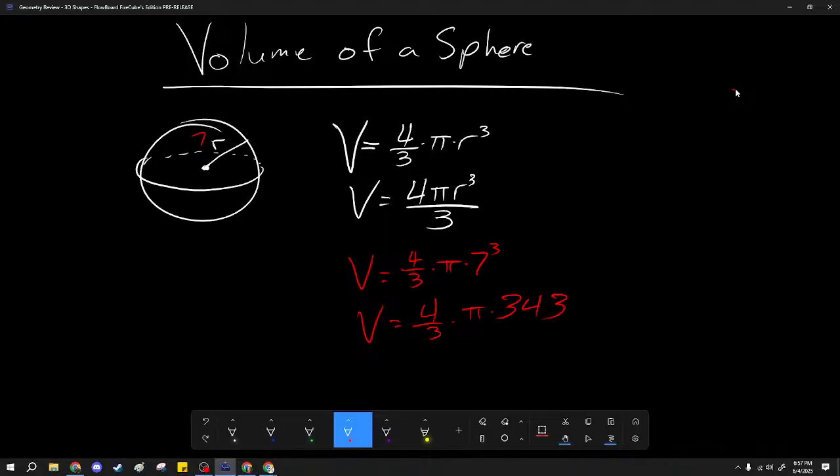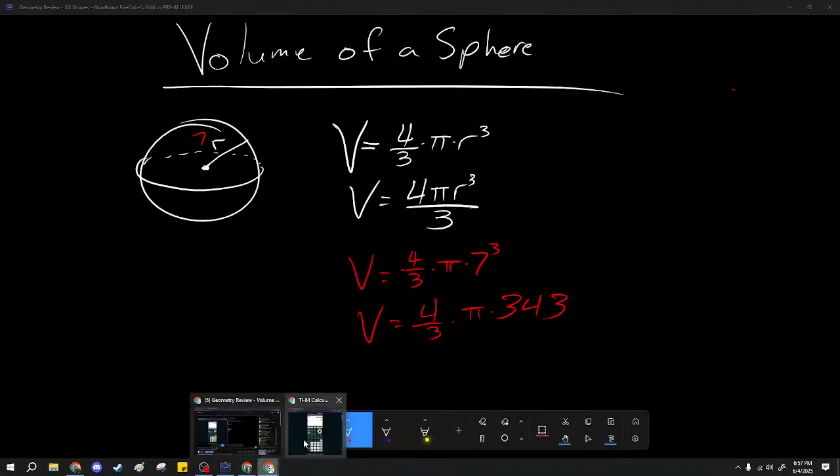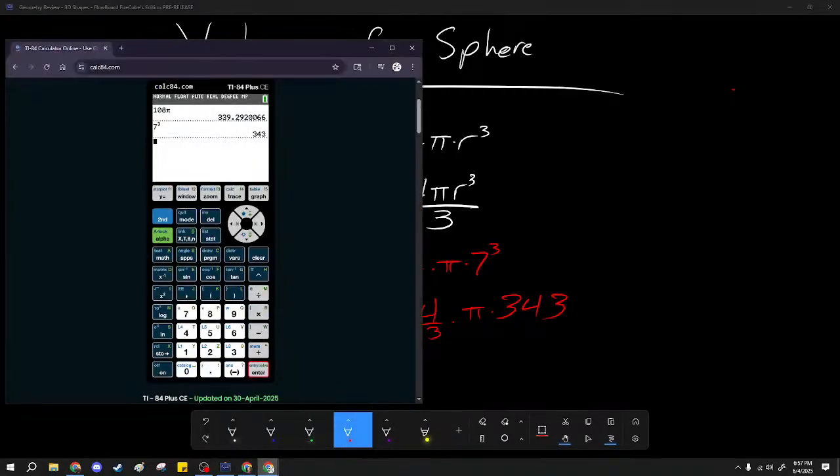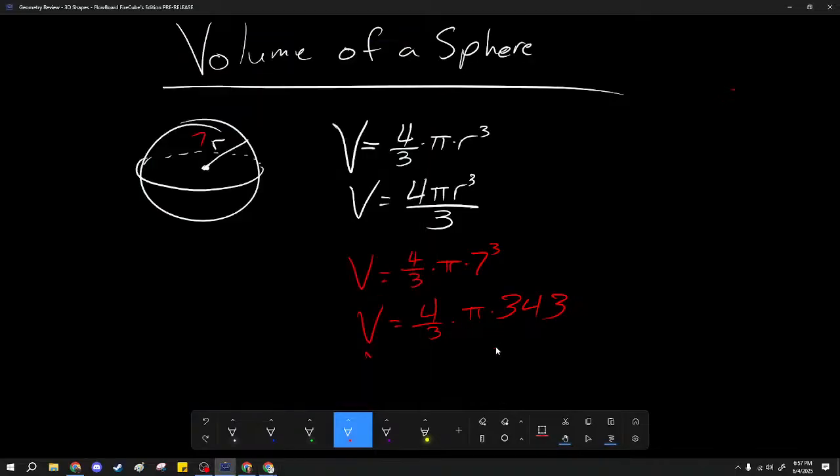I'm going to multiply 343 and the numerator here, 4, together. I want to combine everything into one fraction. So 343 times 4 is equal to 1372. Can that be divided by 3? It cannot. Okay, 1372. Volume equals 1372 pi over 3.